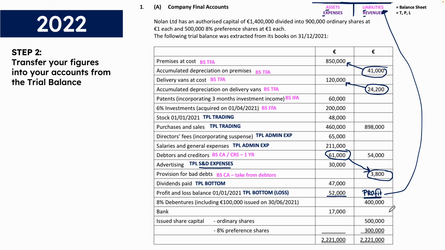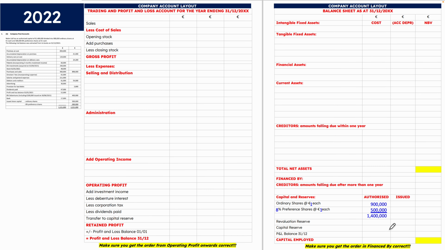Okay, 8% debentures then, 400,000, and that is going to go into finance by creditors plus 1 year. The bank is on the asset side, so that is balance sheet, current assets. And then the issued share capital, they are both liabilities, balance sheet, finance by capital and reserves. So that is the trial balance. We just now have to enter all of these figures in.